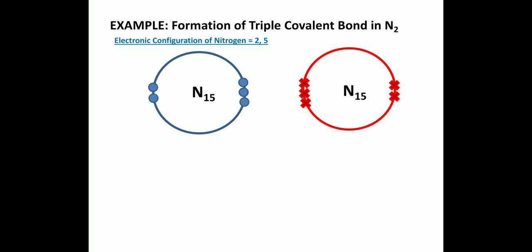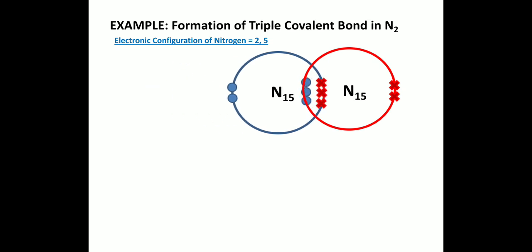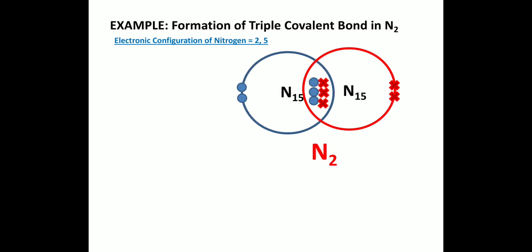Each nitrogen has 5 electrons in its valence shell. To complete their valence shell, they need 3 electrons. When they mutually share these electrons with each other, they complete their octet. Now each nitrogen has 8 electrons in its valence shell, and they become stable with a noble gas configuration, that is neon.